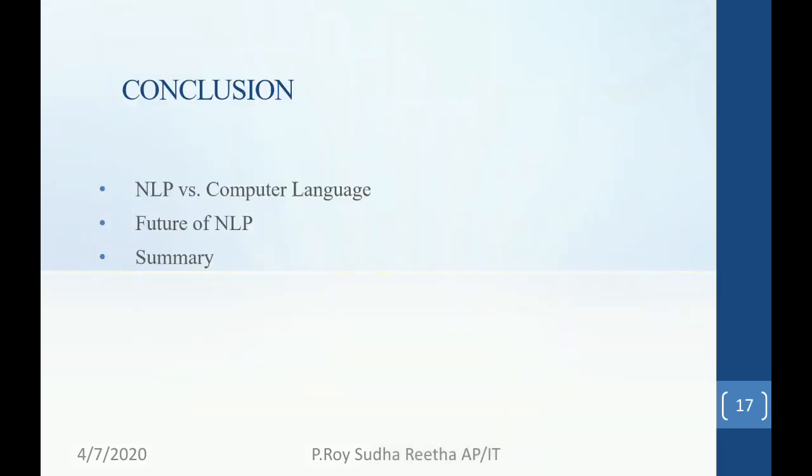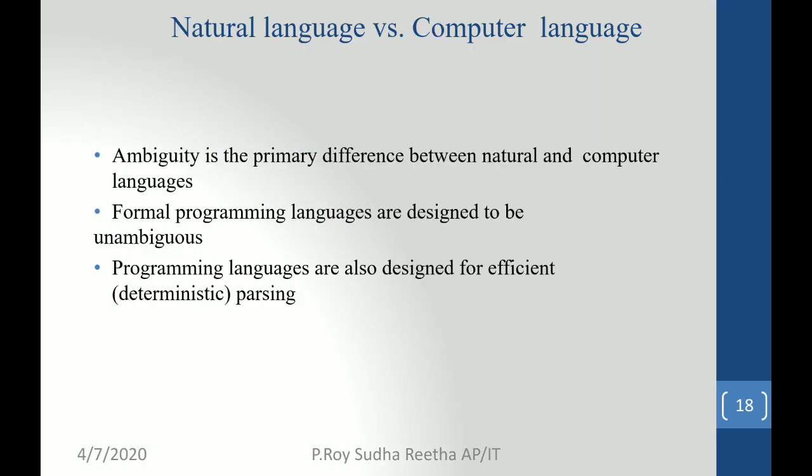And in the conclusion part, we are going to see three headings. The first one is the comparison of natural language processing with computer language, then the future of natural language processing, and the summary. Here we are going to see the comparison between natural language and computer language. The main difference between natural and computer language is ambiguity. Ambiguity plays a vital role, and formal programming languages are designed to be unambiguous. Programming languages are also designed for efficient processing, that is parsing.